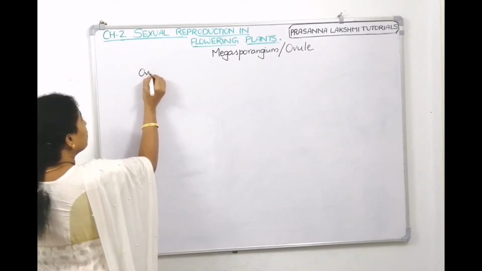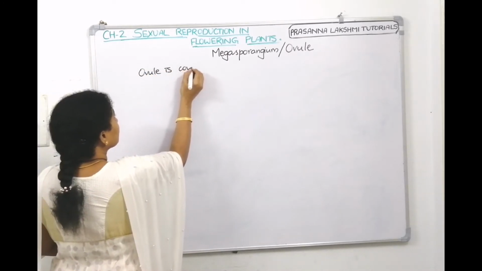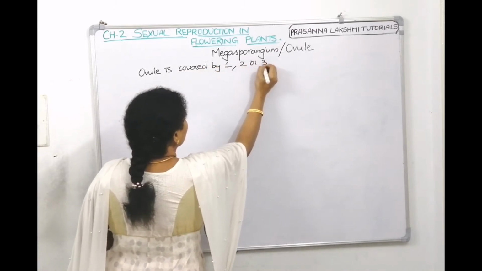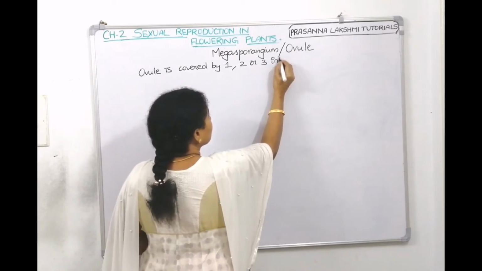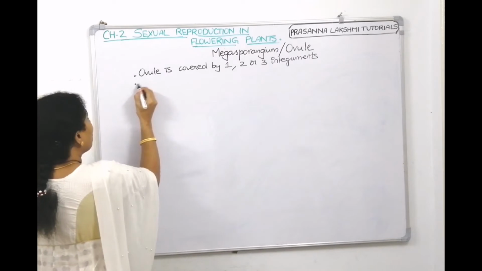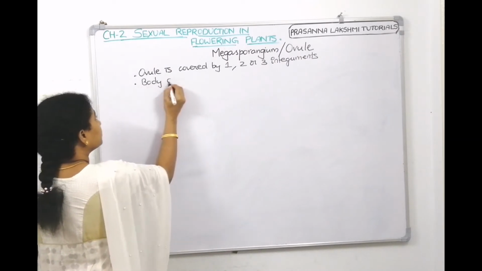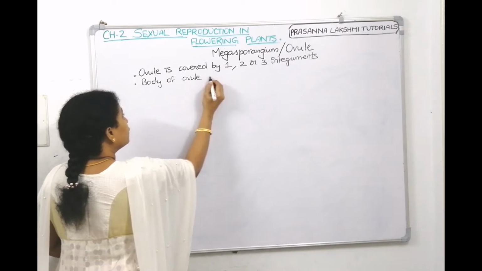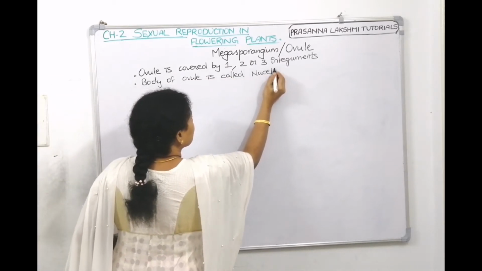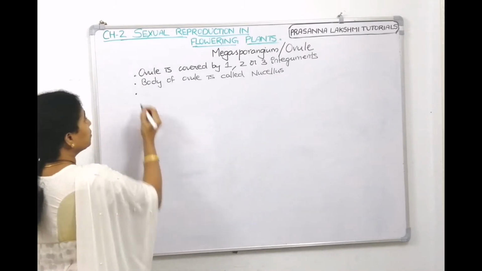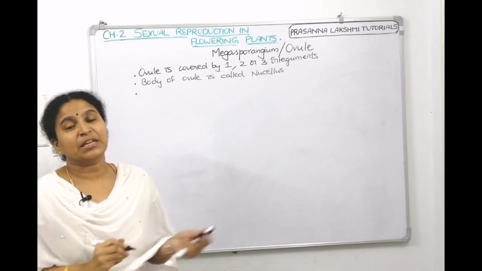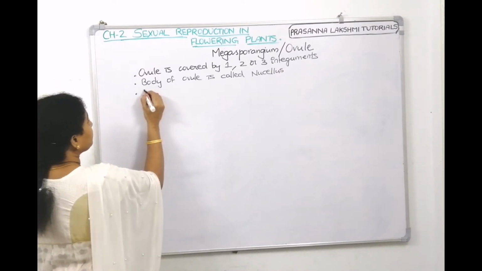The ovule is covered by one or two or three protective coverings called integuments. The body of the ovule is called nucellus, which is a nutritive tissue. The place where the nucellus is absent is called micropyle.